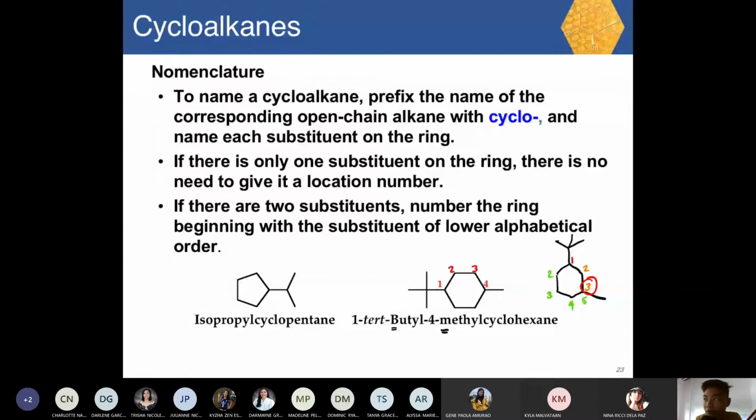Okay. So that will be followed by checking your substituents now. So name your substituents, list them, then arrange them alphabetically. Then you assign the number, no? The first number goes to the substituent that will appear to be first in alphabetical order, no? Siya yung pinakamababa yung alphabetical order, no? So, ganun lang yung naming for cycloalkanes.